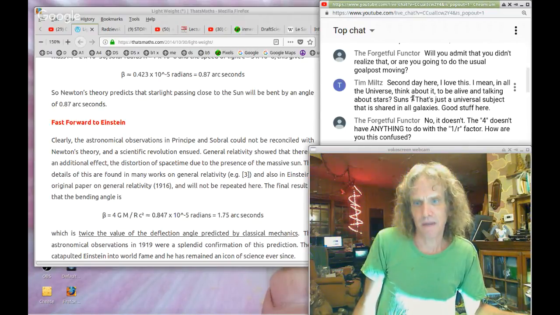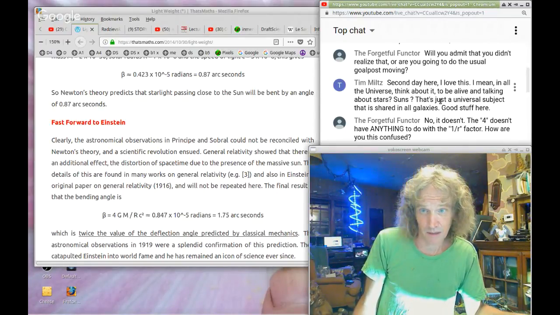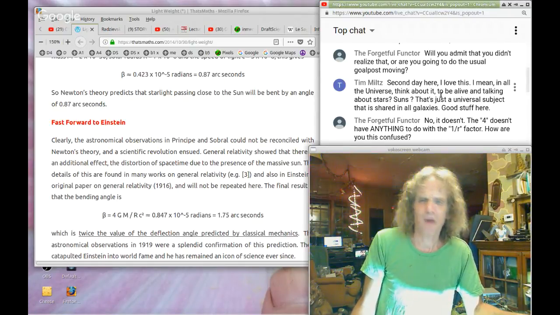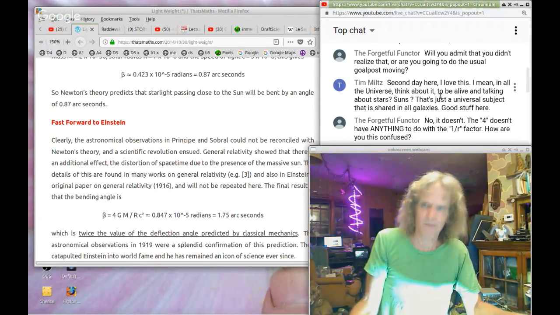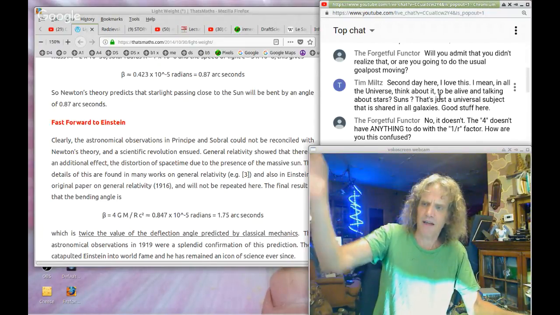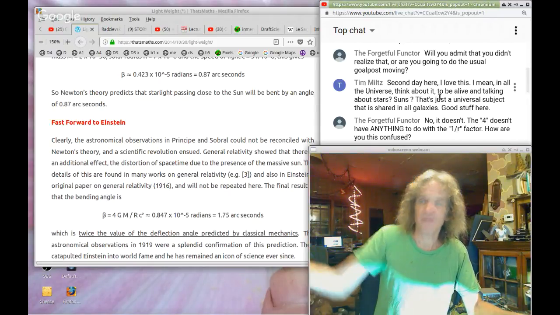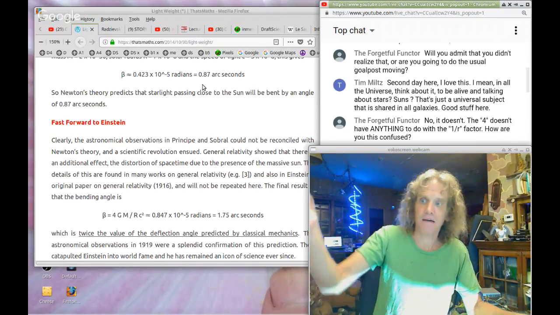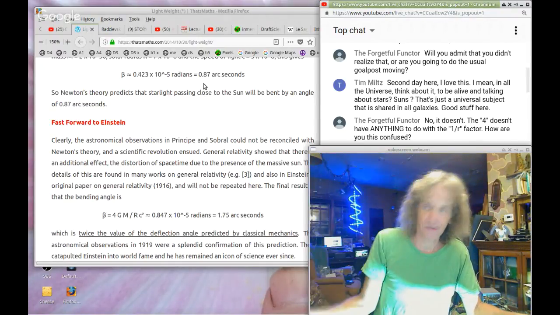All right, second day here. I love this. I mean, in all the universe, think about it. To be alive and talking about stars, suns, that's just a universal subject that is shared in all galaxies. Good stuff here. I don't see it. To have to argue about 2 + 2 = 4. That's essentially all we're arguing here. We have a fake gimmick, and we have a horrible experiment that doesn't prove anything, that's beyond even the capacity of our technology, certainly 100 years ago.